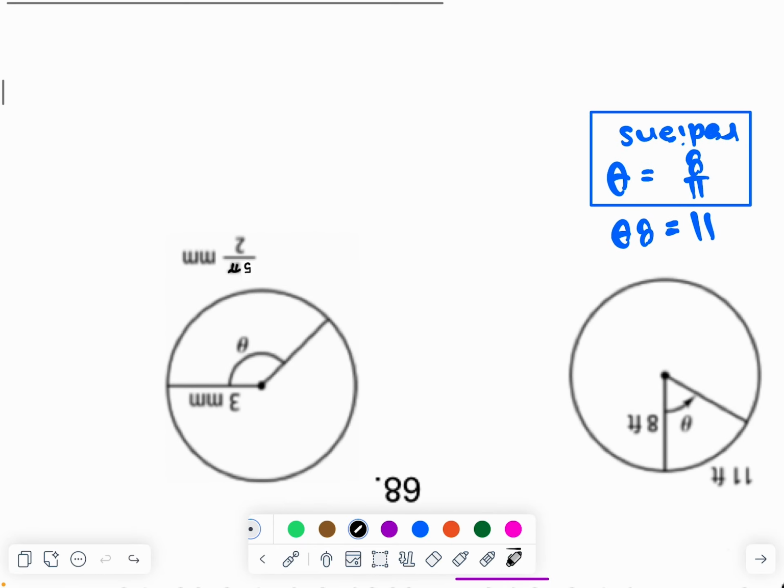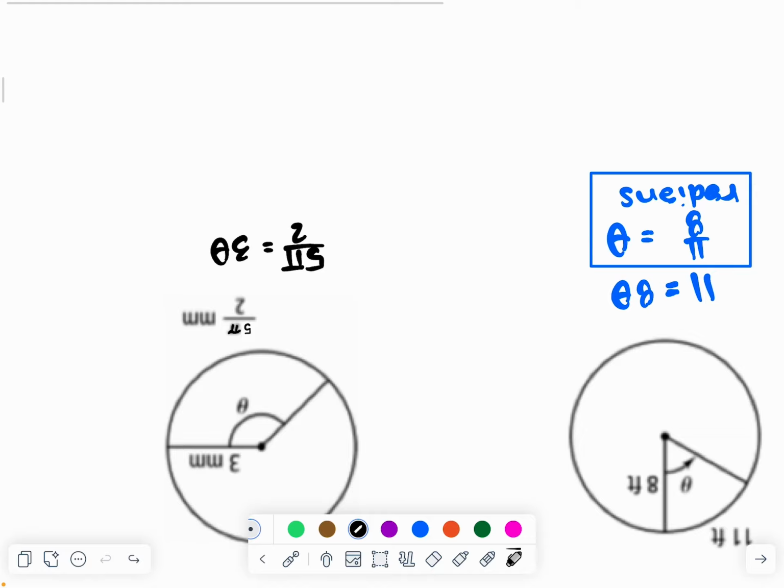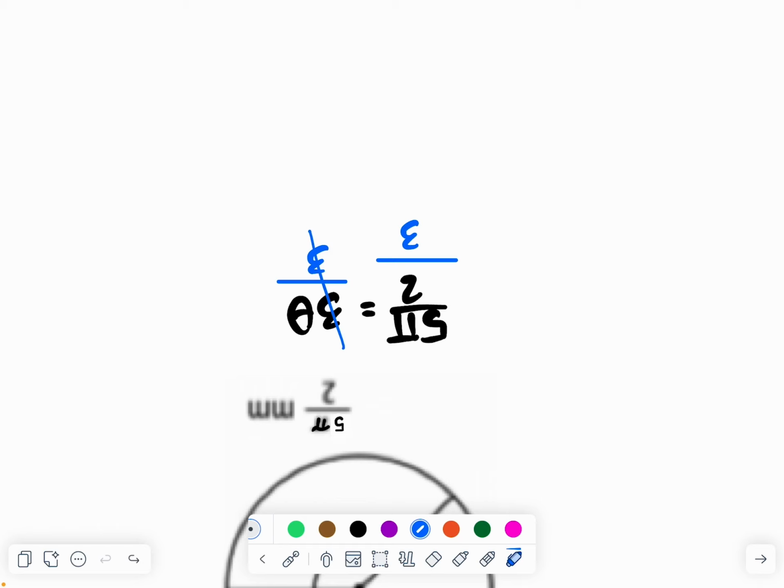All right, and then this guy over here, same exact question. The arc length is 5 pi over 2. And then we're going to set that equal to 3 theta. L equals R theta. And all you have to do is divide by 3 on both sides. There we go. And if you divide 5/2 by 3, well, here, I'll show you off to the side really quick just so I don't confuse anybody.